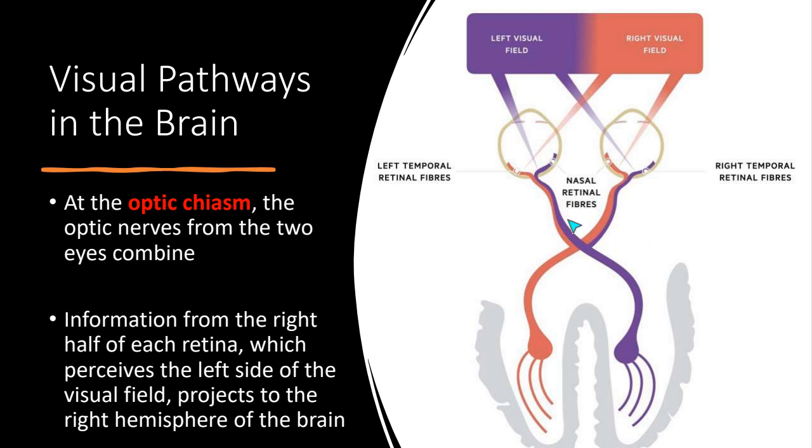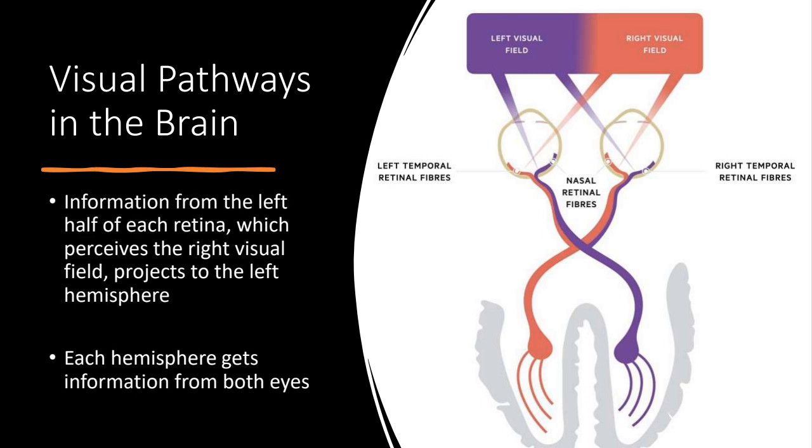So when we're talking about this crossover point, the optic chiasm, we basically have about half of those optic fibers crossing over at the optic chiasm. So we've got information from the left half of each retina. This is perceiving the right visual field, projecting onto the left hemisphere, and vice versa. So this means that each hemisphere of the brain, the right and left hemisphere, is getting some information from both eyes.